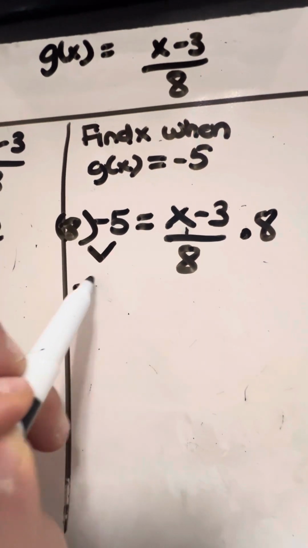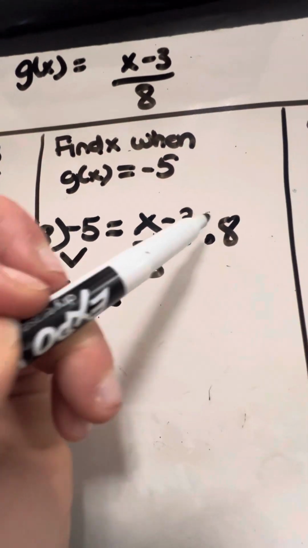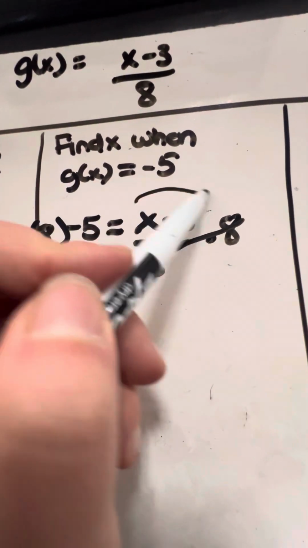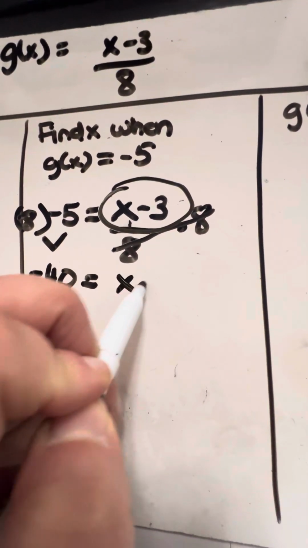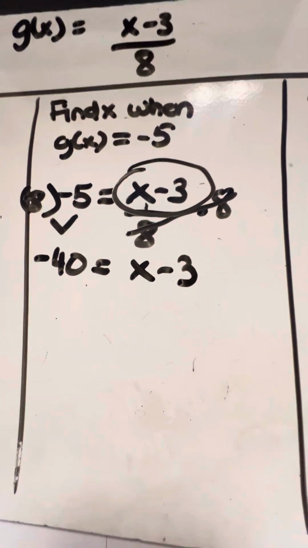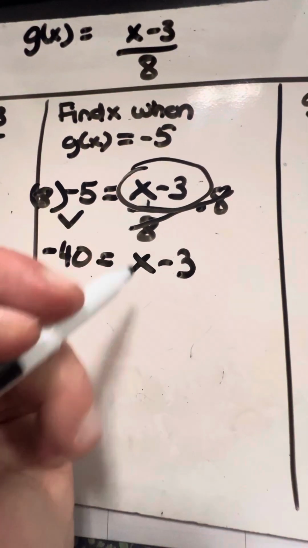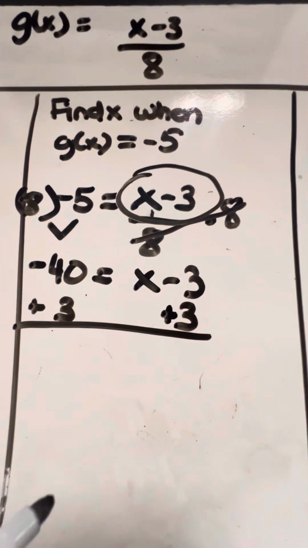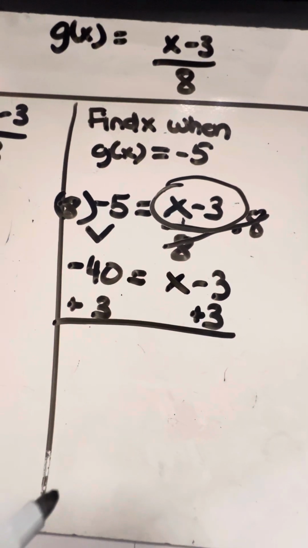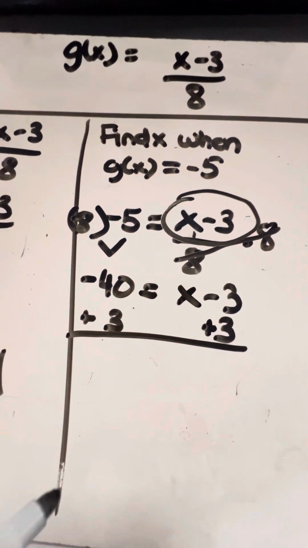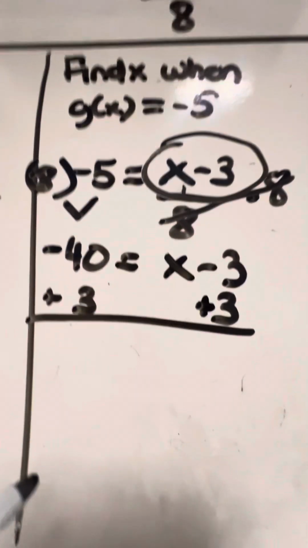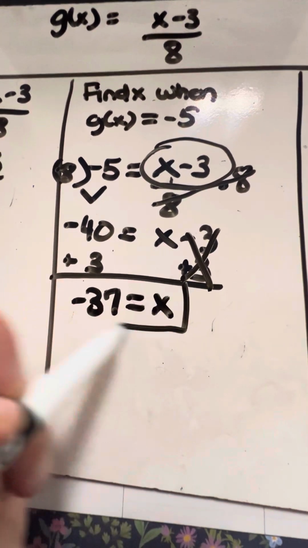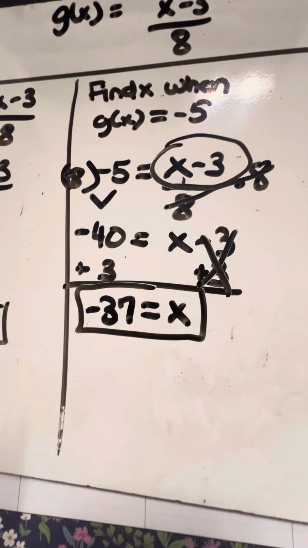8 times negative 5 is negative 40. And then over here, these two 8s are going to cancel each other out. 8 divided by 8 is just 1. So then that just leaves me with what's left here in the numerator, x minus 3. Now in order for me to get the x by itself, I want to get that minus 3 out. So I'm going to add 3 on both sides. It's the opposite operation, and that will take that 3 and make it go away. And then what we have left is the negative 40 plus the 3, which is just a negative 37. And this would be my finalized answer for this particular problem.